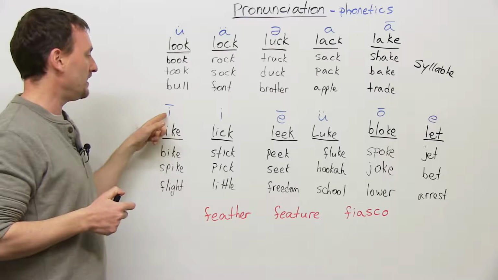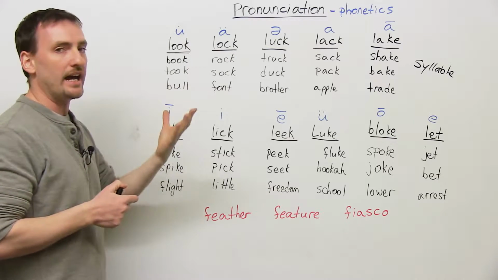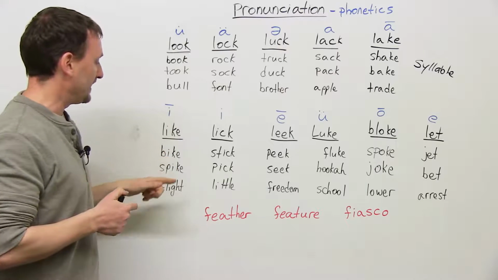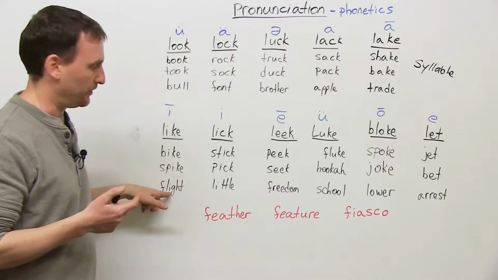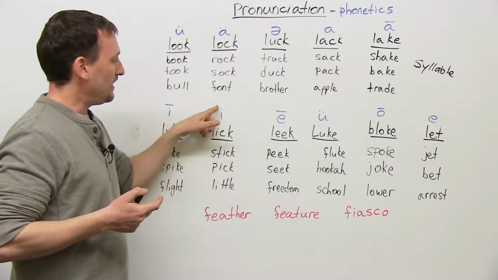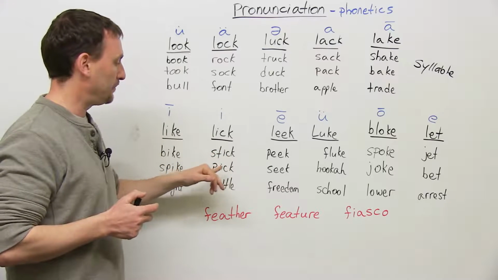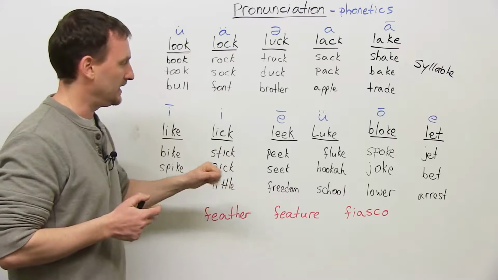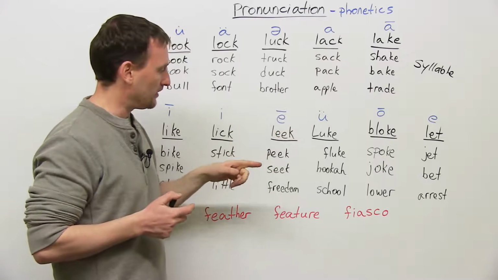Like, I with a long symbol on top of it. I, it's also a diphthong. Bike, spike, flight. All the same vowel sound. I, regular I with nothing on top. Lick, stick, pick, little. Okay? E with a long line on top.